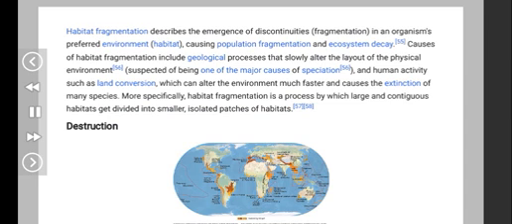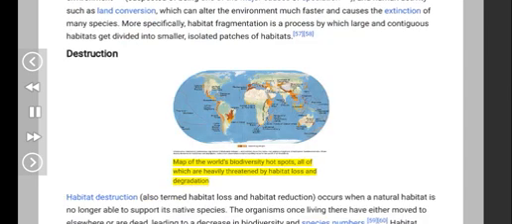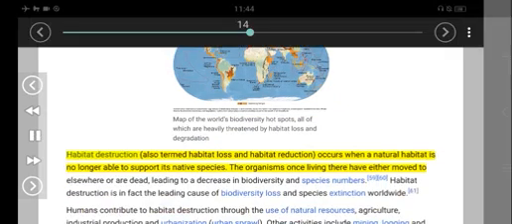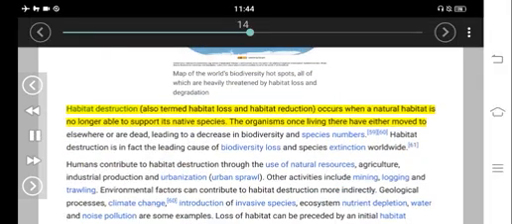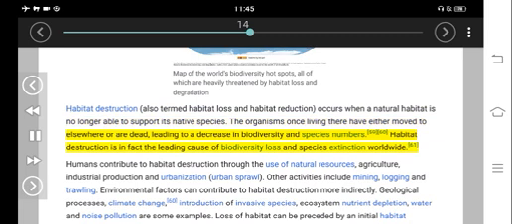Destruction. Map of the world's biodiversity hotspots, all of which are heavily threatened by habitat loss and degradation. Habitat destruction, also termed habitat loss and habitat reduction, occurs when a natural habitat is no longer able to support its native species. The organisms once living there have either moved elsewhere or are dead, leading to a decrease in biodiversity and species numbers. Habitat destruction is in fact the leading cause of biodiversity loss and species extinction worldwide.